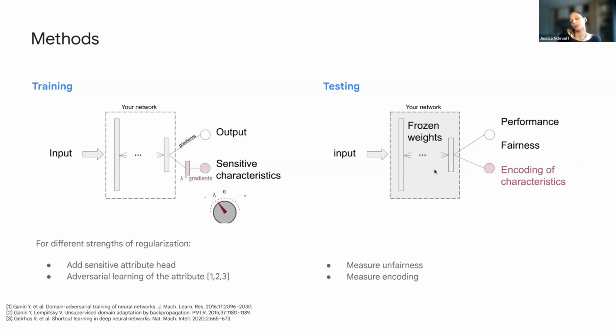We freeze all of the weights, and we measure performance and fairness, but we also measure encoding. From the frozen weights, we add an extra layer that we can train that predicts the characteristics, such that if there is information about the sensitive characteristics, you can reconstruct it from that representation.